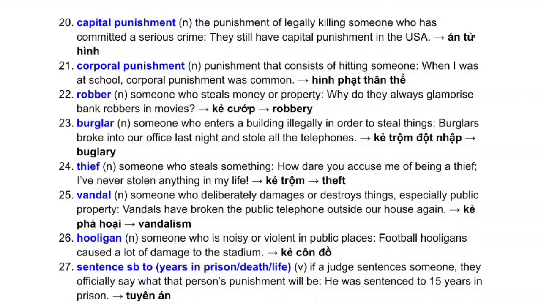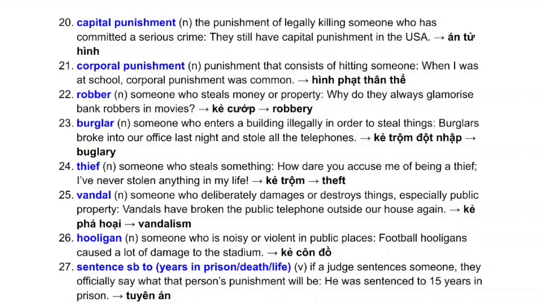24. Thief. Thief is someone who steals something. Example: how dare you accuse me of being a thief? I've never stolen anything in my life. And the crime of being a thief is theft.